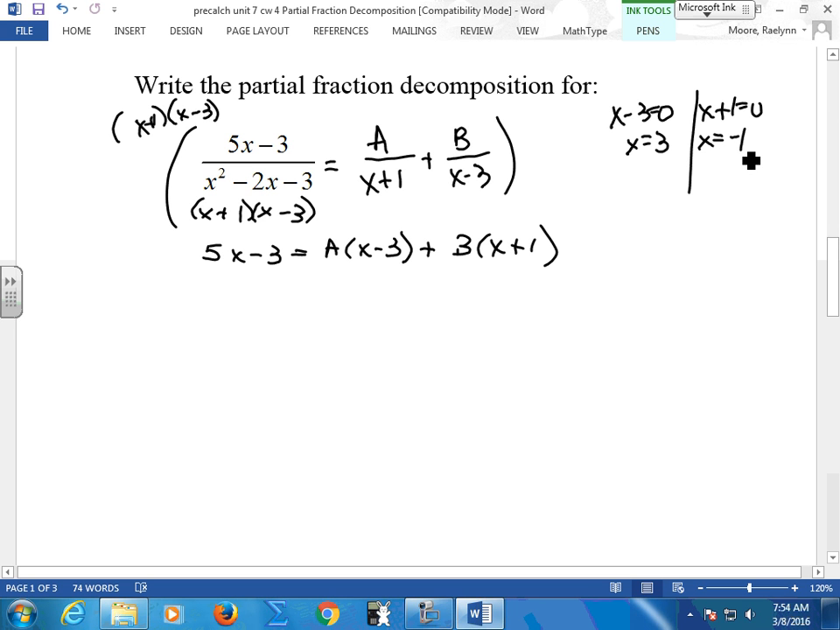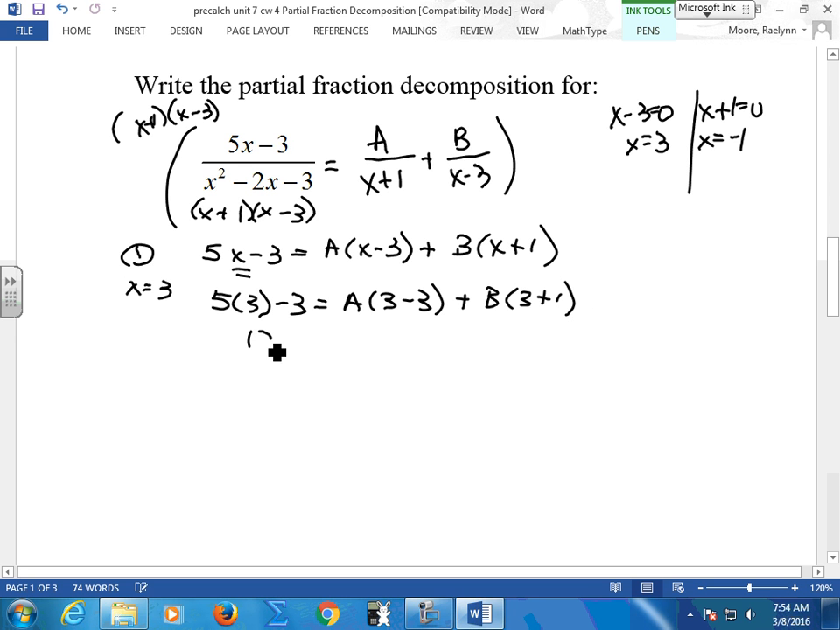So this is the first time through. So we'll use x is 3. Is that okay? Don't forget this x. Okay, this gives us 15 minus 3 is 12. This comes out. We eliminated the a. So we just found b.